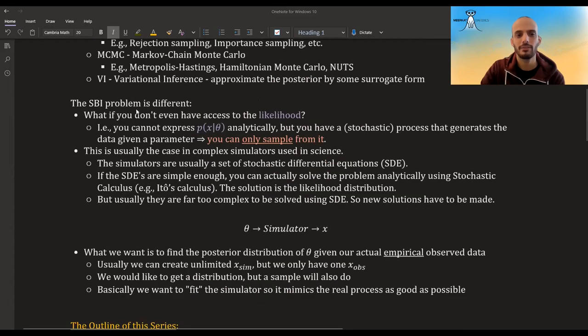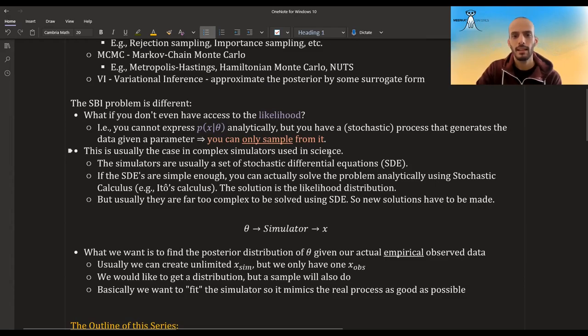In simulation-based inference, the problem is actually somewhere else. The problem is that we can't even write the likelihood analytically. So we cannot express this term analytically. We can, however, still sample from X given theta. So we have this simulator, this model where you put in a theta and it outputs an observation, an X. So we have a generative model, but we can't analytically write the likelihood.